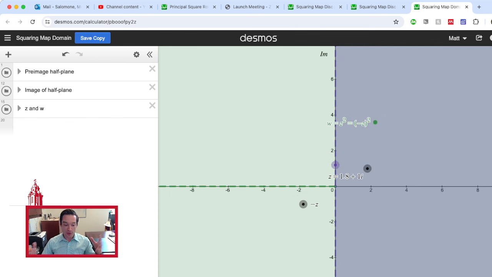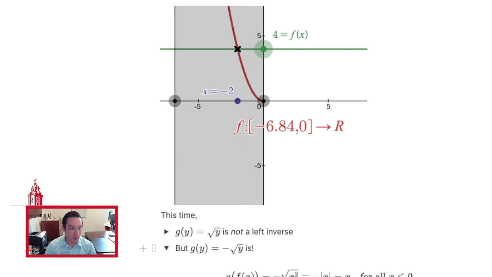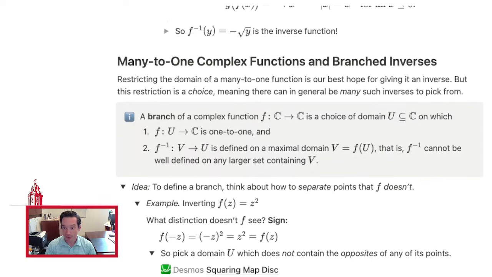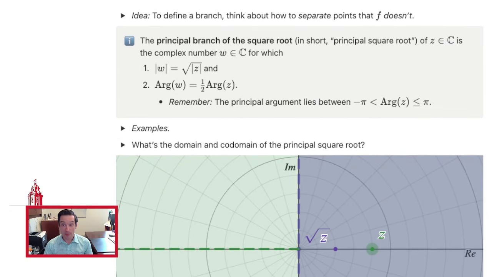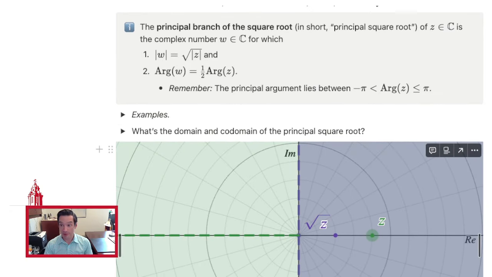So this is how to choose a branch, if you like, of the squaring function to render it one-to-one and also have a maximal codomain, right? There's no way for me to enlarge the domain in any way that sort of fills in this ambiguity. Well, there's a little bit of a way. We're going to look at that next. So let's get an introduction to what we would think of as the canonical choice for a square root function. And that's called the principal square root, or the principal branch of the square root function.